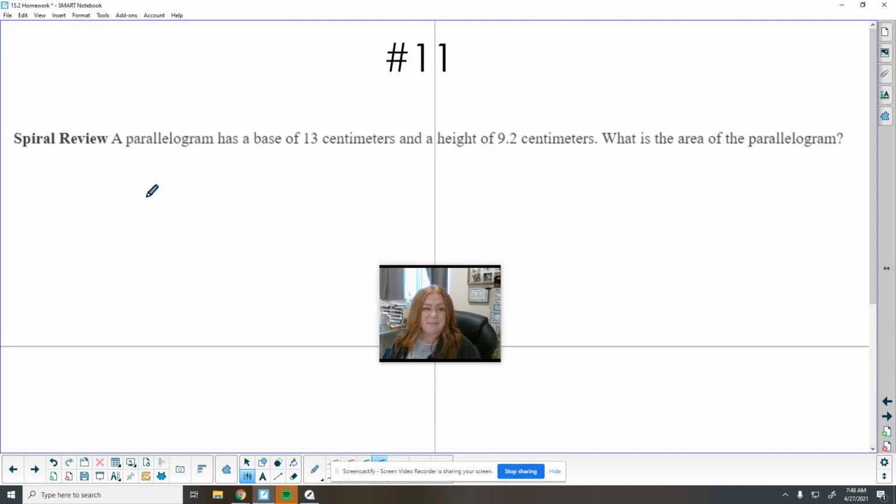Okay, so this one says a parallelogram has a base of 13. So a parallelogram, right, has 2 sets of parallel sides. The base is 13 centimeters and it has a height of 9.2, and it is base times height to get us the area of the parallelogram.